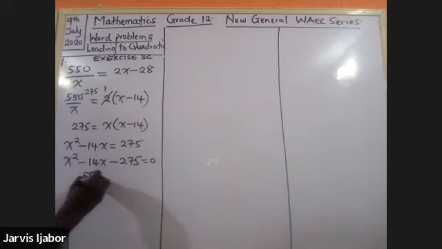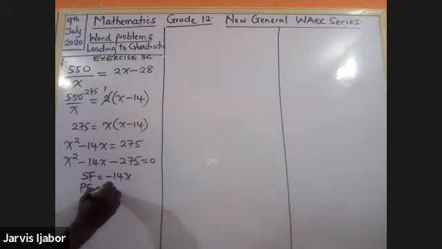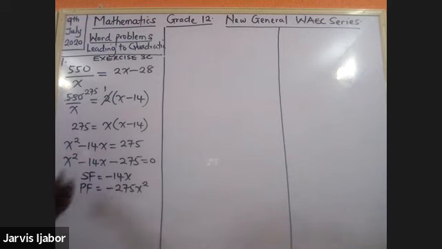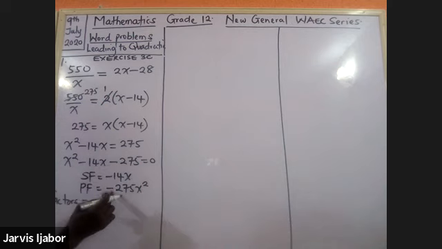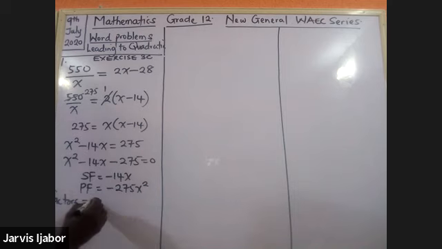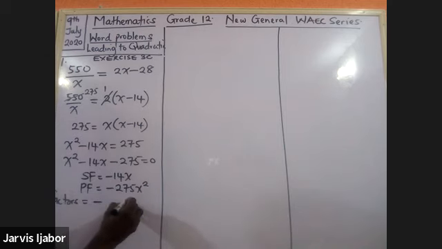Now the sum of factors here will be minus 14x, and the product of factors here will be minus 275x squared. Having done that, what will your factors be? The product is negative and the sum is negative, so one of them will be negative and the other positive. Since the sum is negative, the negative number is greater than the positive number.